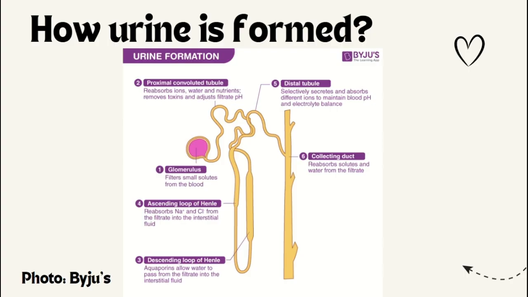So just remember the glomerulus, and then the proximal convoluted tubule, descending loop of Henle, ascending loop of Henle, and then the distal tubule, and then the collecting duct. So you just need to remember those main things, right? Just remember those main things as to how the urine is formed.